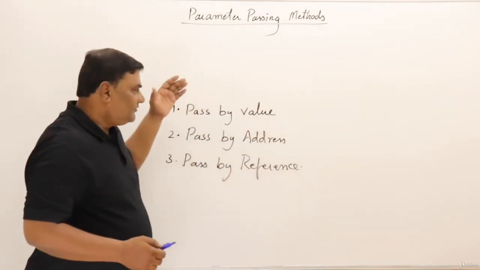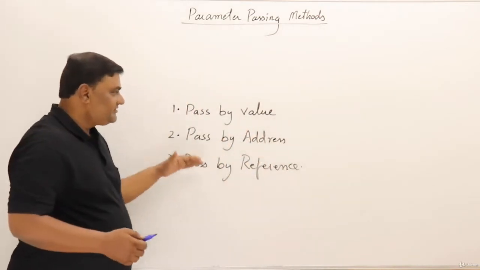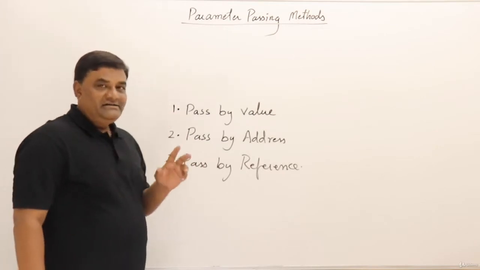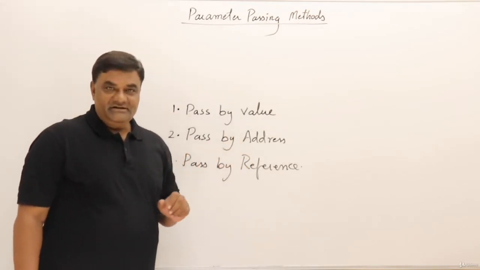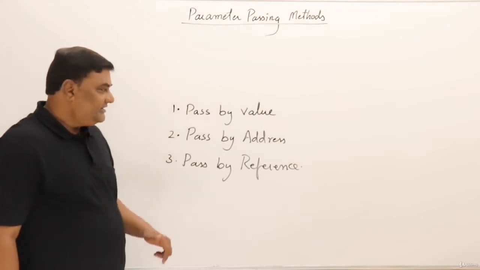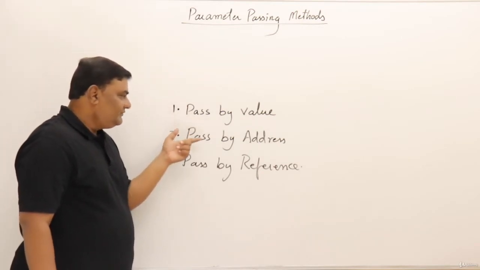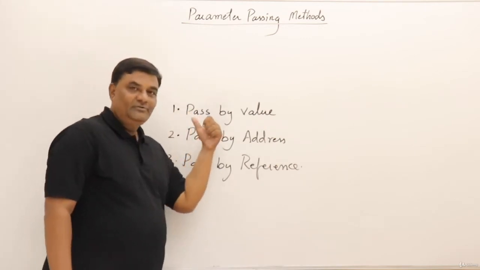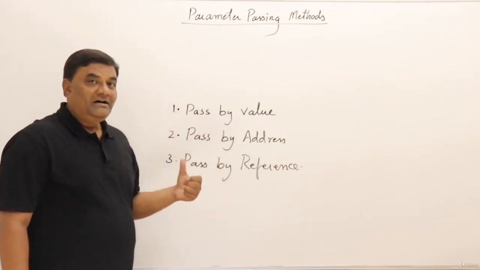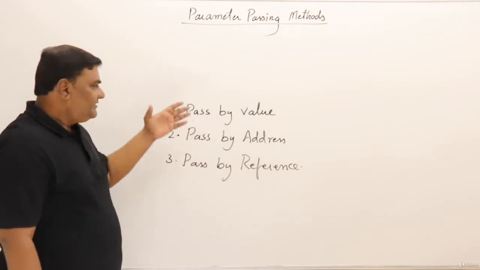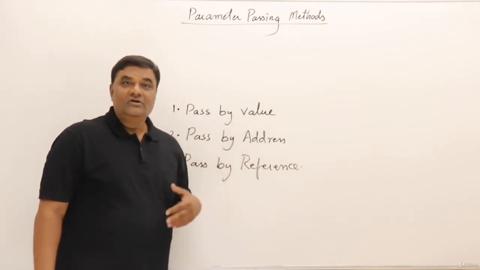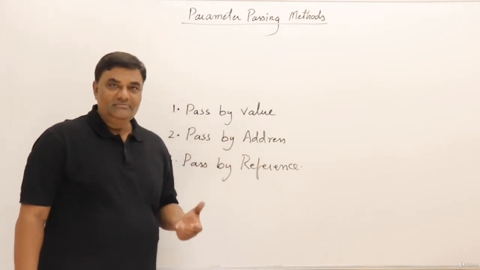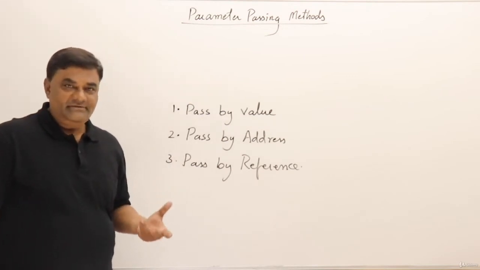So we learn about this. There are three methods a function can take parameters. These are the three methods supported in C++. If you know about C language, there were only two methods, that is pass by value and pass by address. But in C++, there are three methods: pass by value, pass by address, and pass by reference. We can also call it call by value, call by address, and call by reference. It's the one and the same thing.